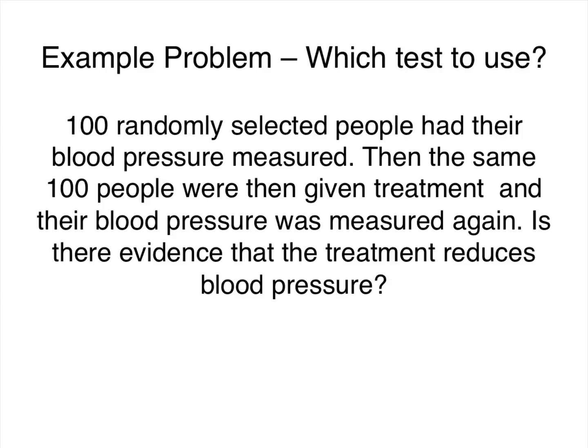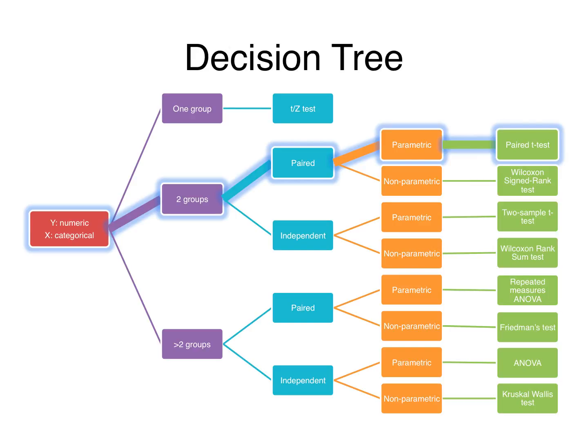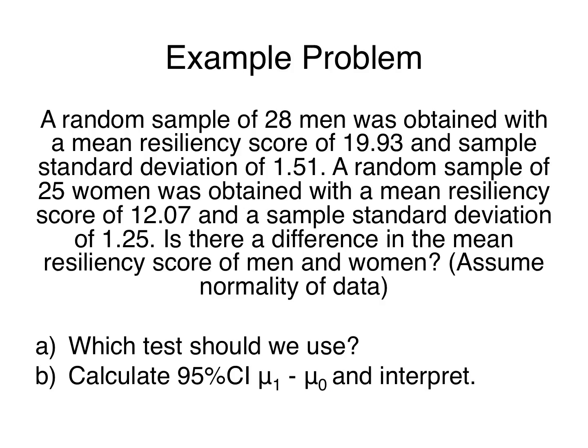In this case, we're looking at the same people and looking at their blood pressure before and after the treatment. So we have paired data. The data come from a large sample, and this is a simple random sample, so our data meets the necessary assumptions, and we would conduct a paired t-test.